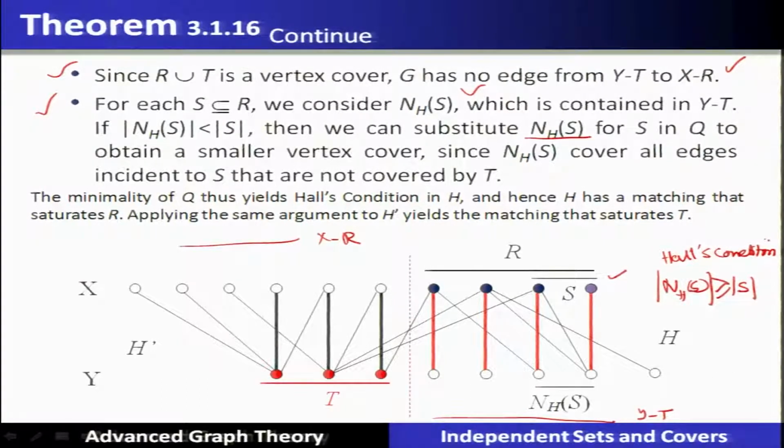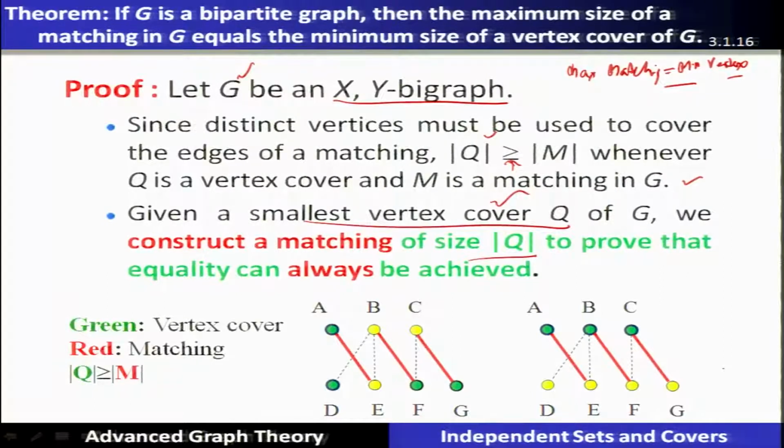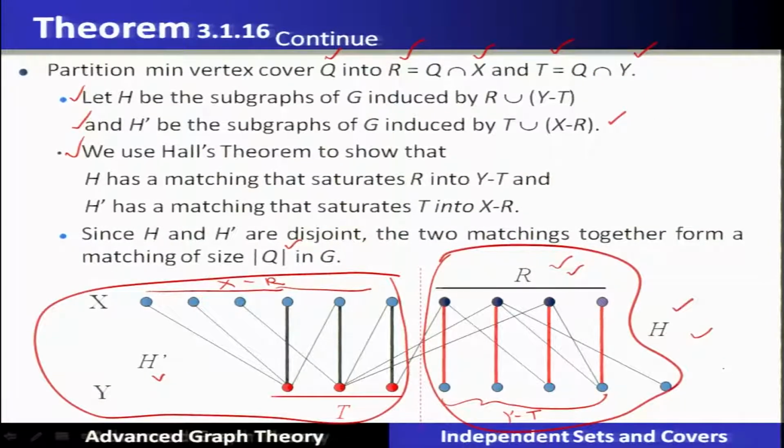Now, you know that Hall's condition will saturate this particular R through the matched edges. So, the minimality of Q thus yields Hall's condition in H here, and hence H has a matching that saturates R. So, applying the same arguments in H prime, we will see that there exists a matching which will saturate T. So, R and T are basically being saturated in this particular construction, and hence once we identify a vertex cover of minimum size, it will generate the maximum matching of that size Q, that is shown over here, which will saturate R and T.